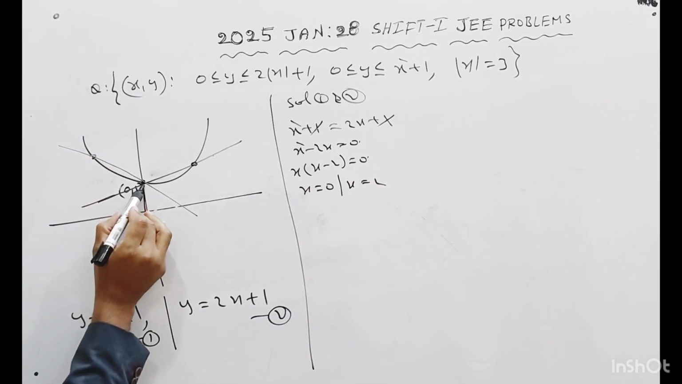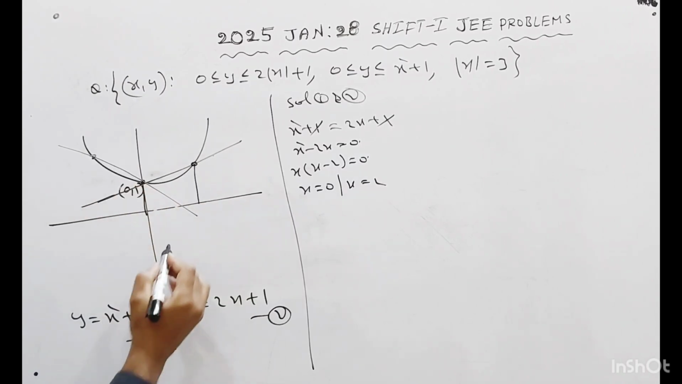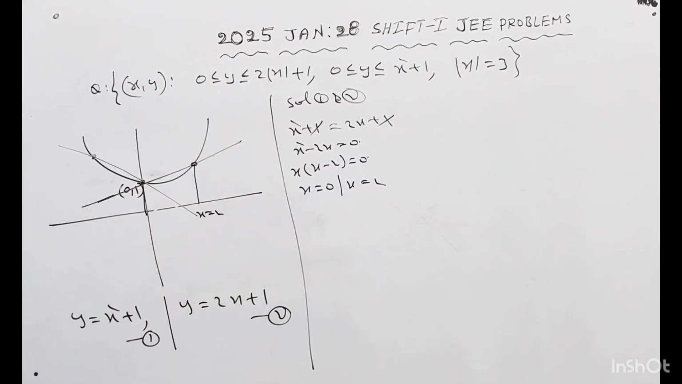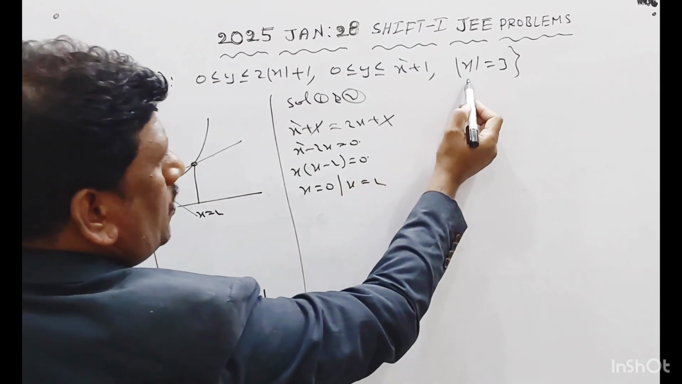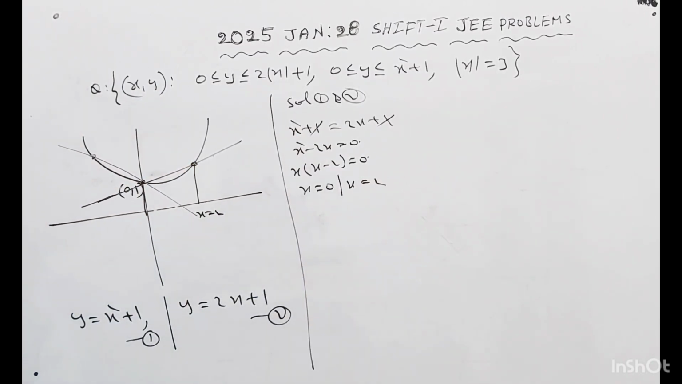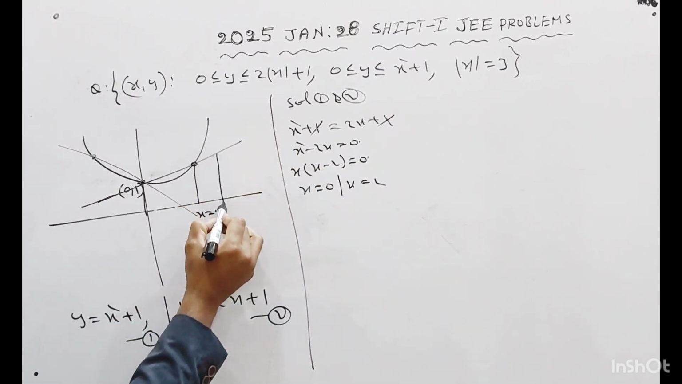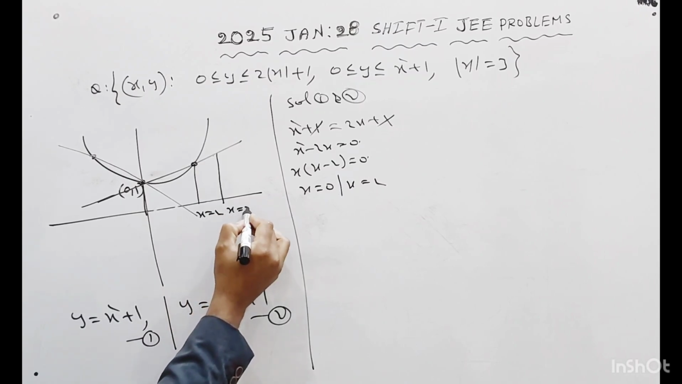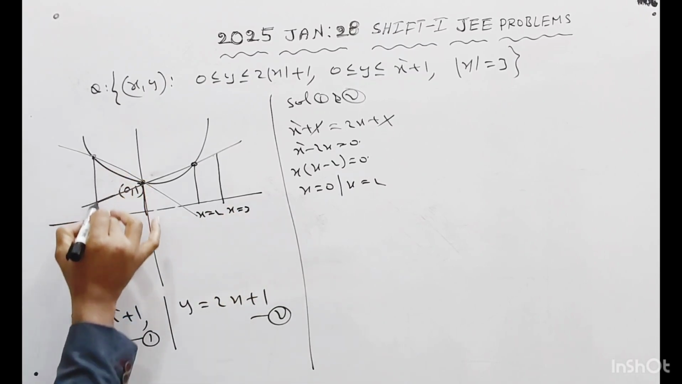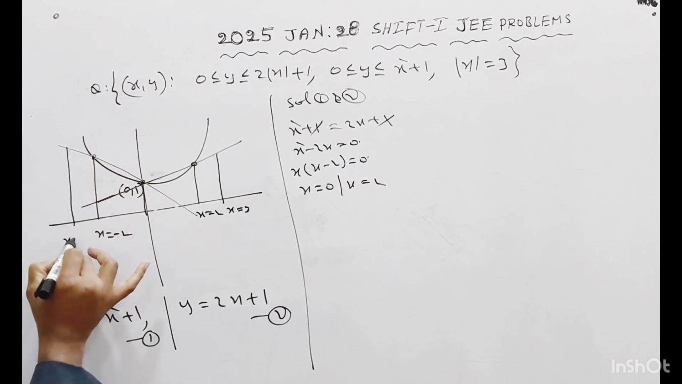One x value is 0 and the other x value is 2. So this is one of the vertical lines, and this equation is x is equal to 2. And in the problem, he has given mod x is equal to 3. That means x is equal to 3, one of the vertical lines, and x is equal to minus 3, the other vertical line. So this is x is equal to 3. Okay, so this is x is equal to minus 2. This one is x is equal to minus 3.